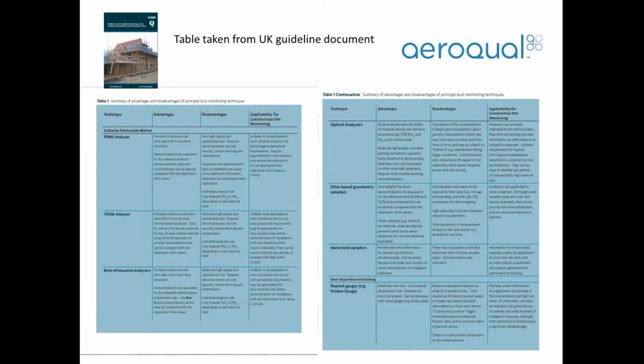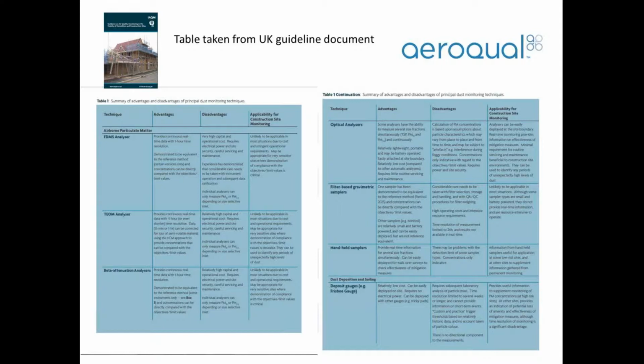This is a table which has been taken from the UK guideline document on dust monitoring. It gives you a really good rundown on the different types of instrument available for measuring dust and some of the advantages and disadvantages of the different methods. The two equivalence methods are the tapered element oscillating microbalance, commonly referred to as a TEOM, and the beta attenuation monitor, commonly referred to as a BAM. These two instrument categories are listed on the left-hand table under TEOM analyzer and under the beta attenuation analyzer.